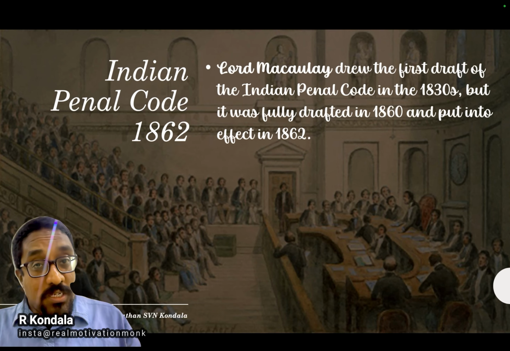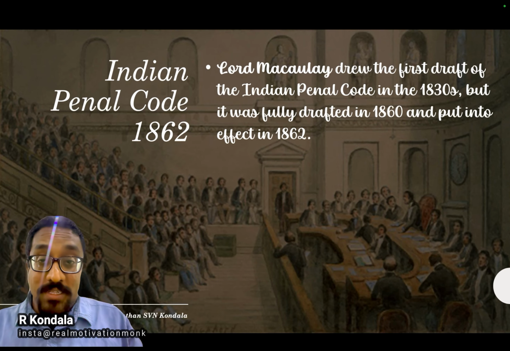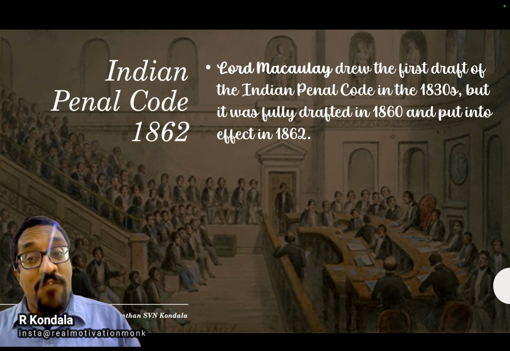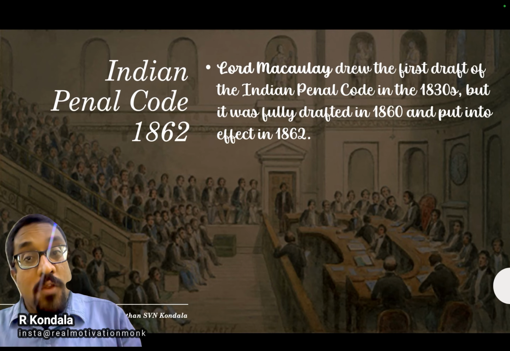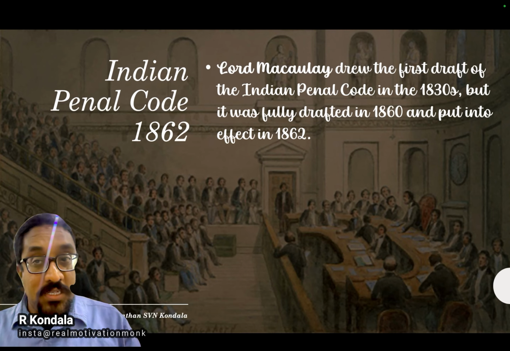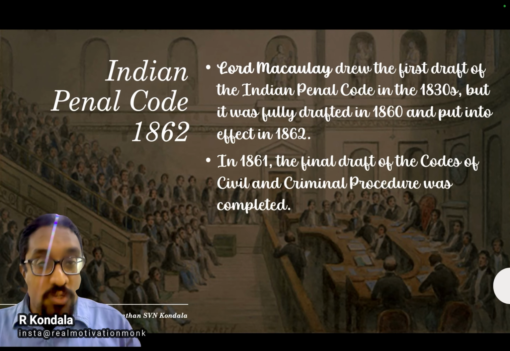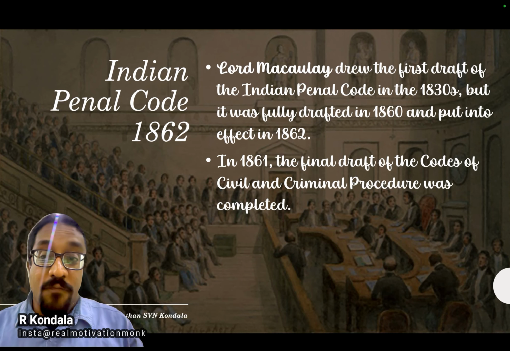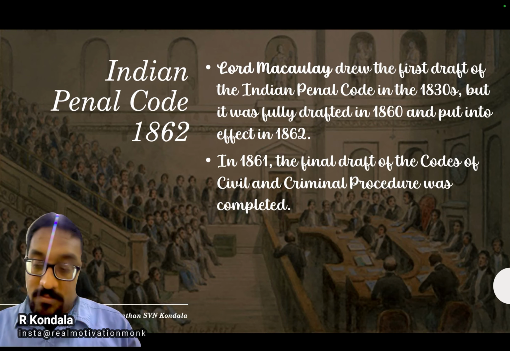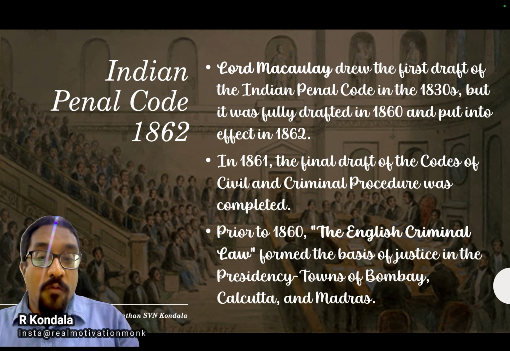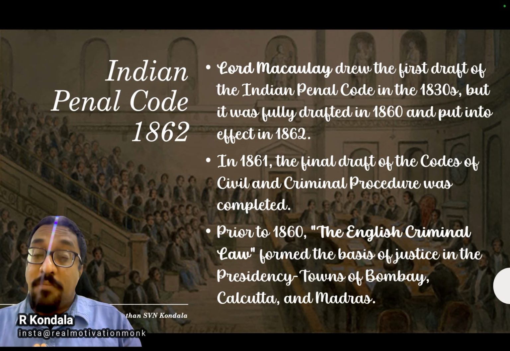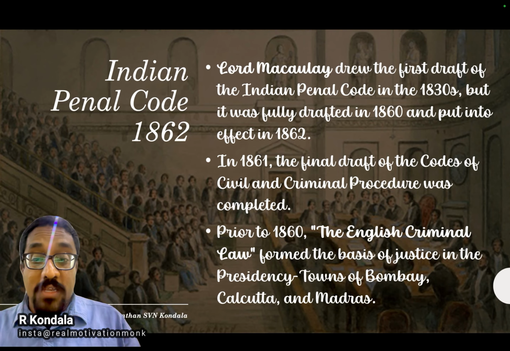Apart from the High Court system, the Indian Penal Code 1862 was also finally drafted and implemented during Canning's period. Lord Macaulay created the first draft of the Indian Penal Code in the 1830s. Eventually, by 1862, it was implemented. The final draft came to be known as the Codes of Civil and Criminal Procedure. Prior to 1860, English criminal law formed the basis of justice in the presidency towns of Bombay, Madras and Calcutta.